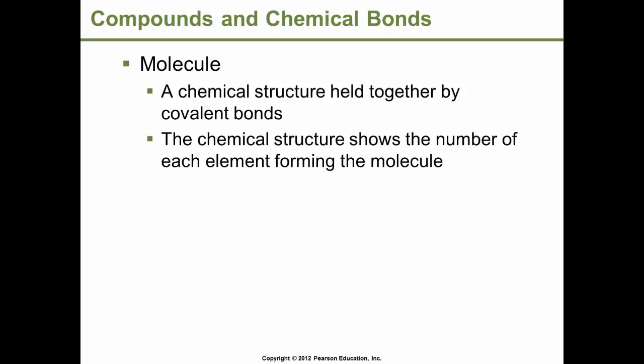A molecule is a chemical structure held together by covalent bonds, and the chemical structure shows the number of each element forming the molecule, such as 2 or more atoms. A molecule would be like sucrose, which would be represented by C12H22O11, which just means it's got 12 carbon atoms, 22 hydrogen, and 11 oxygen.